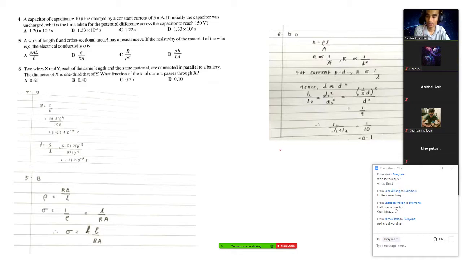So number 4, this is Kashika, right? Number 4, Kashika is the one who answered? Yeah.